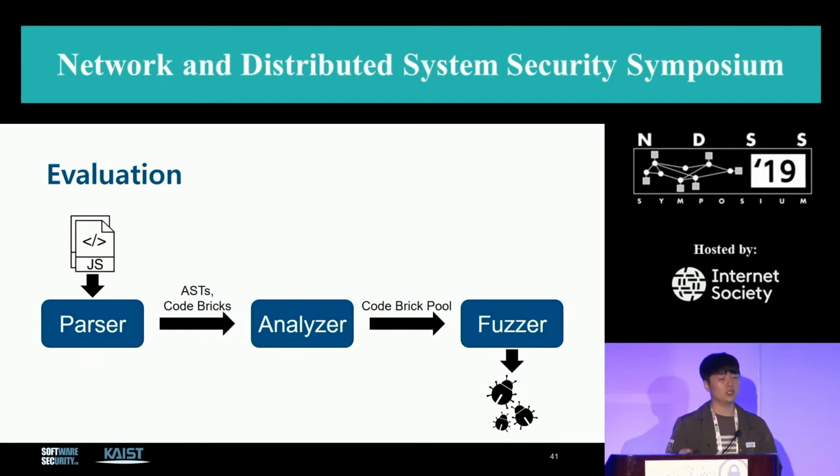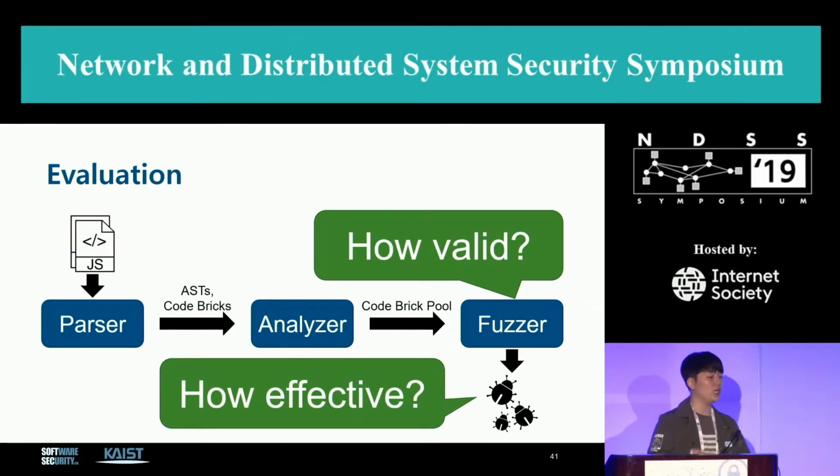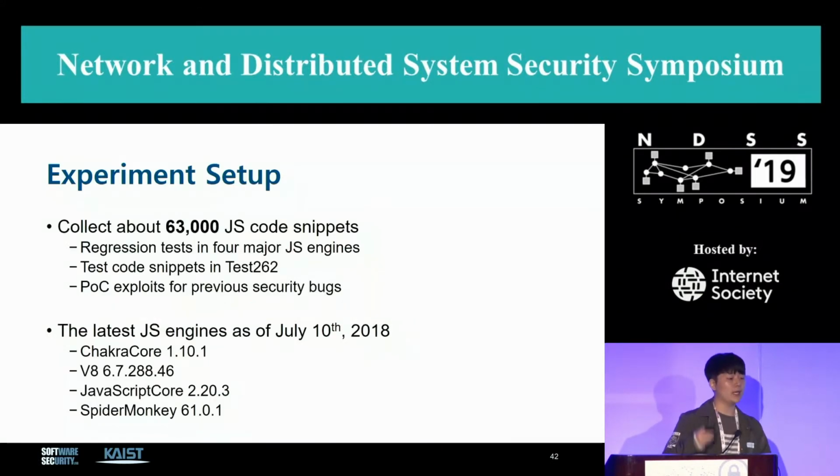And now let me show the evaluation result about how valid the generated JavaScript test cases are and how effective CodeAlchemist is in terms of bug finding. To answer the question, we collected about 63,000 JavaScript code snippets, and we picked the latest 4 major JavaScript engines: ChakraCore, V8, JavaScriptCore, and SpiderMonkey.